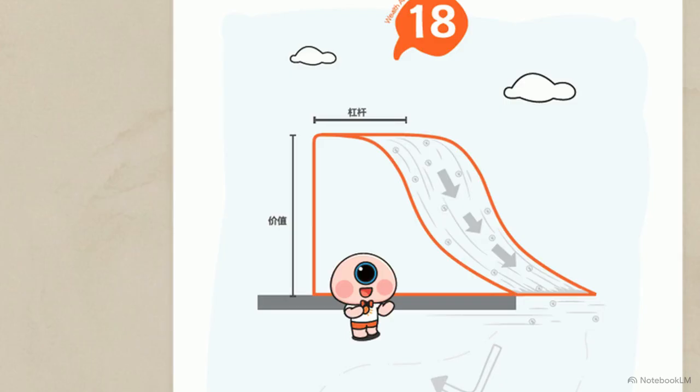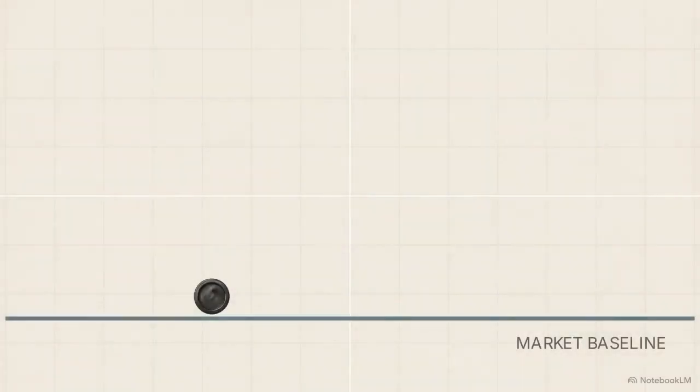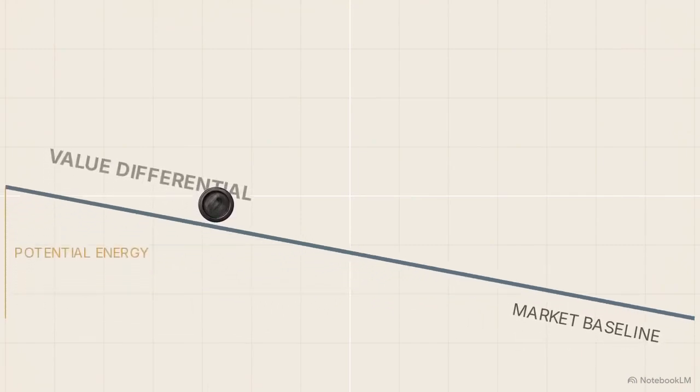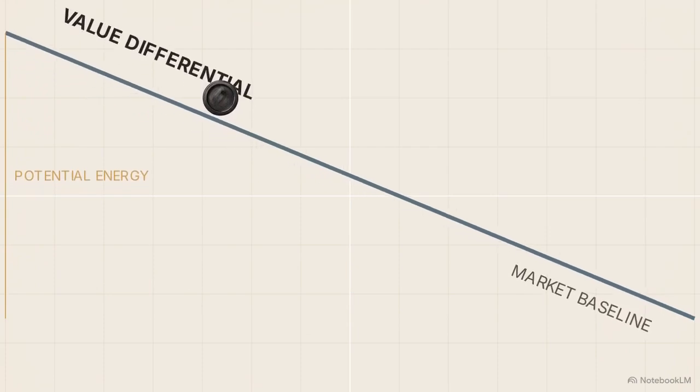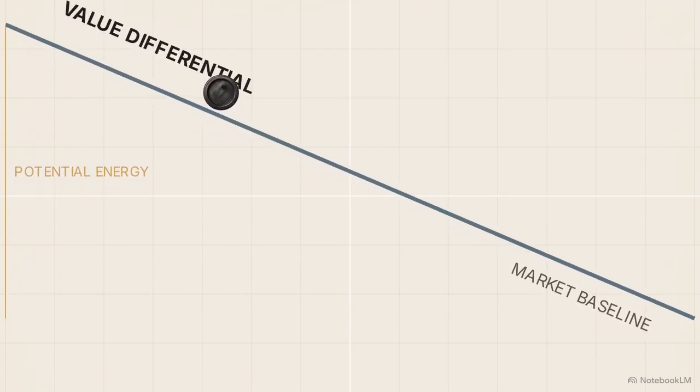Looking closely at the vertical axis of our schematic, we find the first variable in the machine, value. You cannot extract resources from a market if you offer exactly what everyone else offers. That is a flat plane. You have to possess a skill, a product, or an insight that is significantly higher in quality or rarity than the baseline. That vertical differential creates the gravitational pull, the potential energy, that forces a market to react.